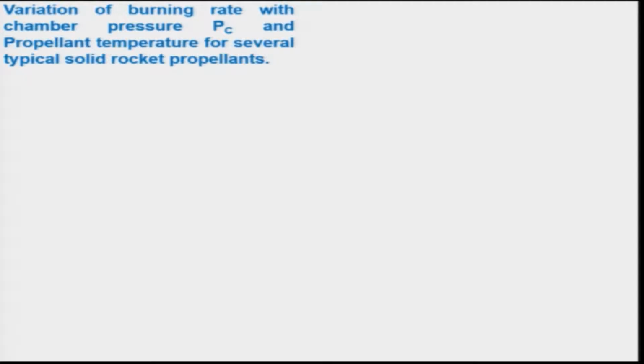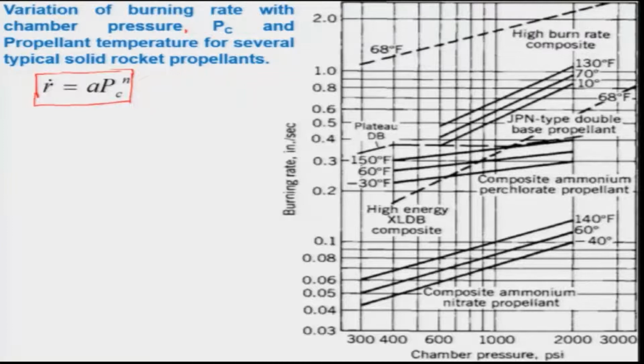about the variation of burning rate with the chamber pressure and also propellant temperature, considering some of the typical solid propellants shown here in this graph. Keep in mind that we will be using the Saint Robert law, which is plotted in this figure. This is the burning rate, given in inch per second, and the chamber pressure in psi. Psi is pounds per square inch.